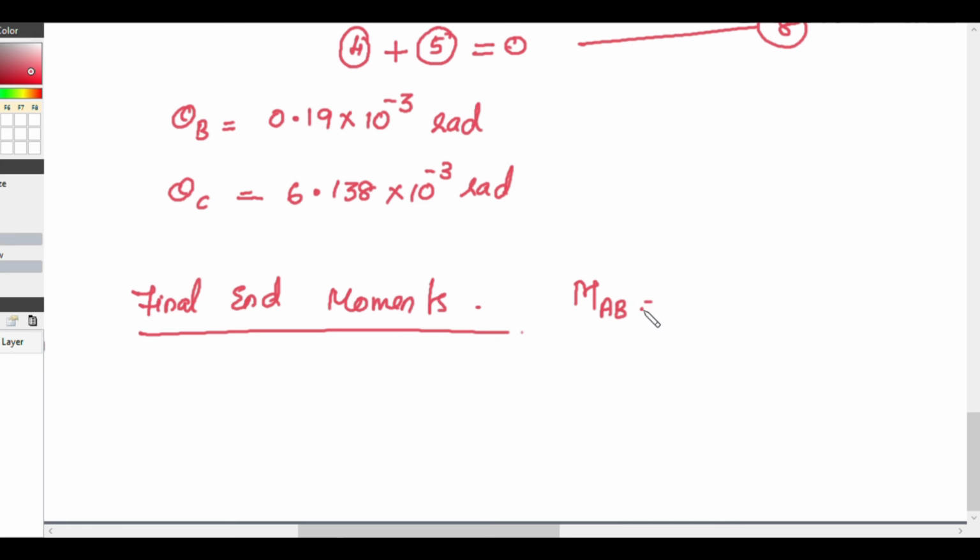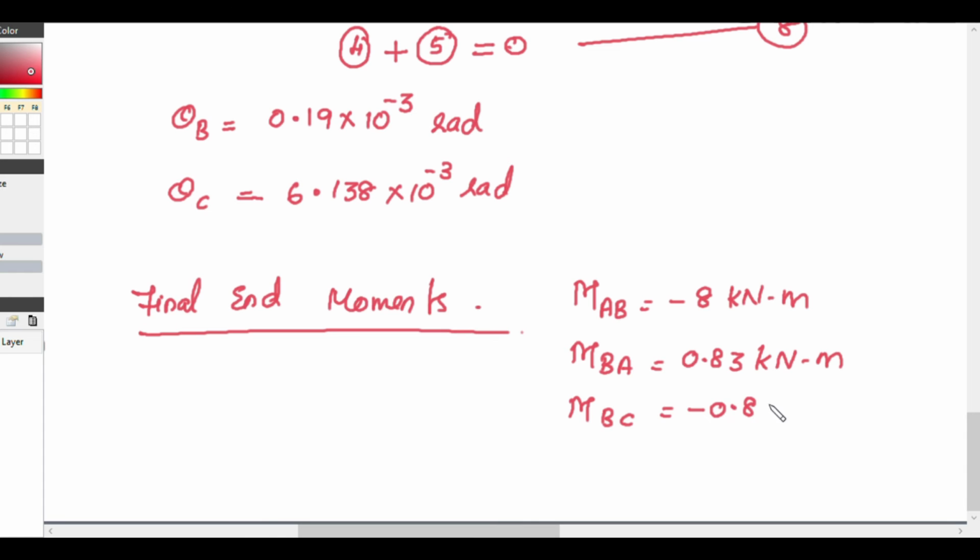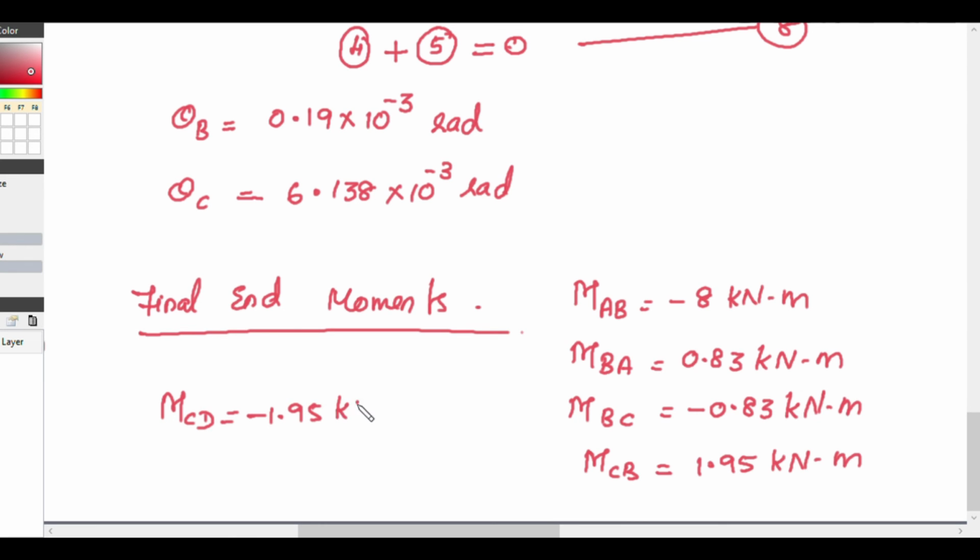MAB is equal to minus 8 kilonewton meter, MBA is equal to 0.83 kilonewton meter, MBC will be equal to minus 0.83 kilonewton meter, MCB is equal to 1.95 kilonewton meter, MCD is equal to minus 1.95 kilonewton meter, and MDC will be equal to 6.39 kilonewton meter.